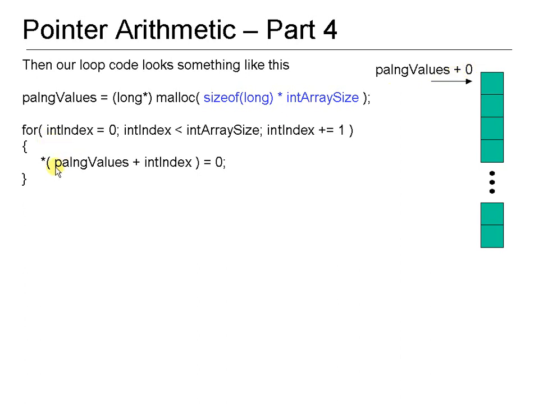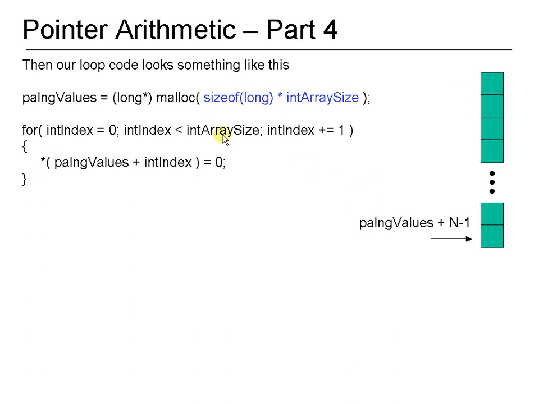Now if we look at the code, we say our pointer plus our index. Now what's changing each time through the loop is not our pointer itself, but the offset that we are adding to it. And then we dereference that. And so first time through the loop, pValues plus 0, then plus 1, then plus 2, then plus 3, and so on until plus n minus 2, all the way up to plus n minus 1.